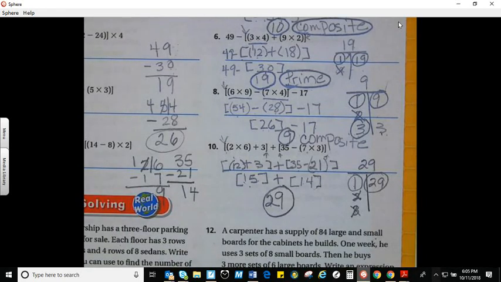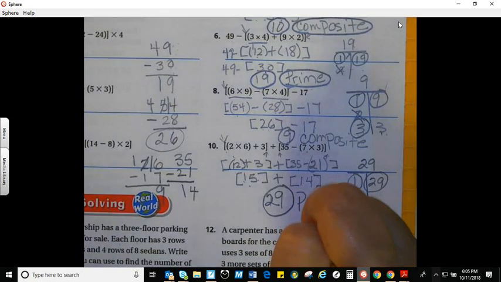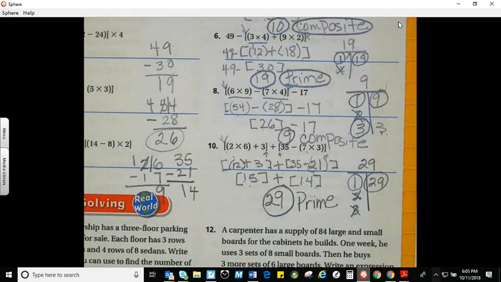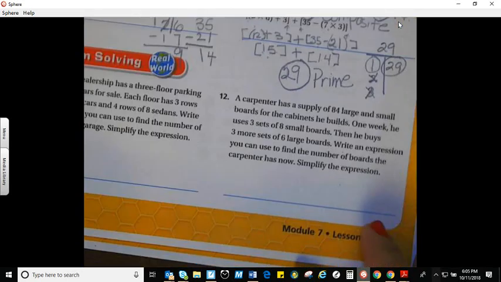So if it only has one partner, guess what? It's a prime number because it likes it personal, right? Okay, so that's where we were at on that. Let's go to number 12.